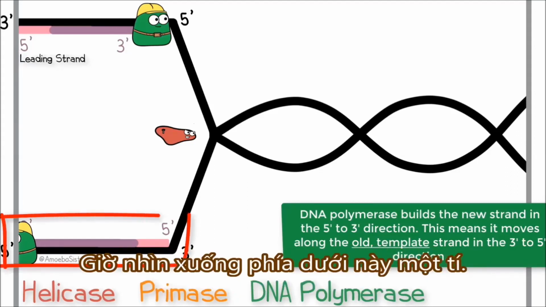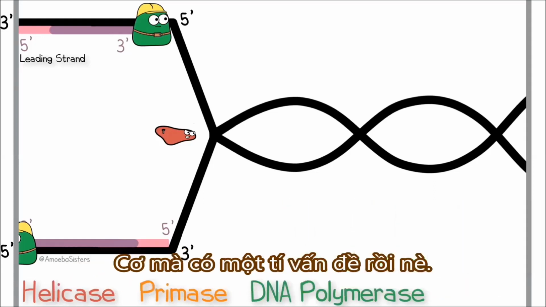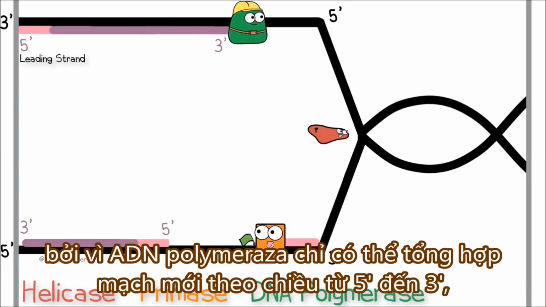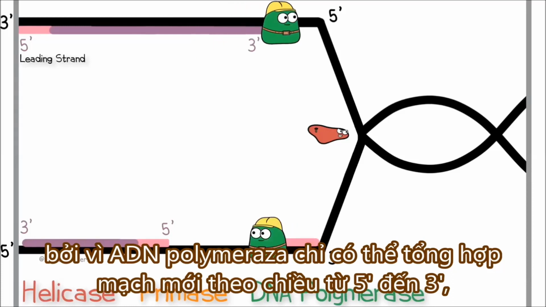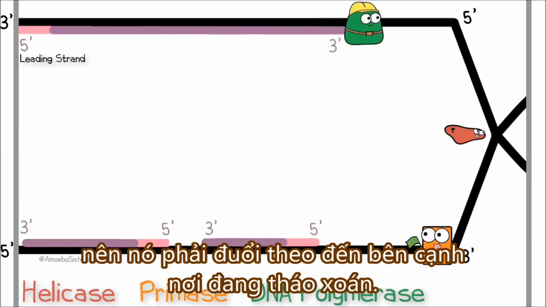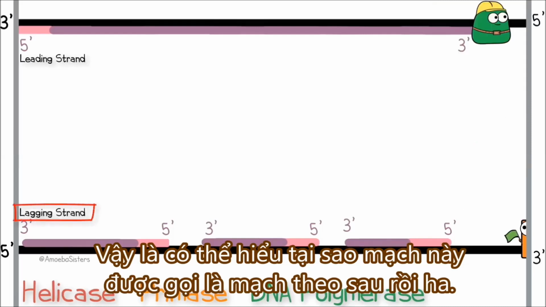But take a look down here. DNA polymerase once again is building a new strand in the 5' to 3' direction. But there's a bit of a problem here. As DNA unwinds, because DNA polymerase can only build the new strand in the 5' to 3' direction, it has to keep racing up here next to where this unwinding is happening. You can see why then this new strand is known as the lagging strand.